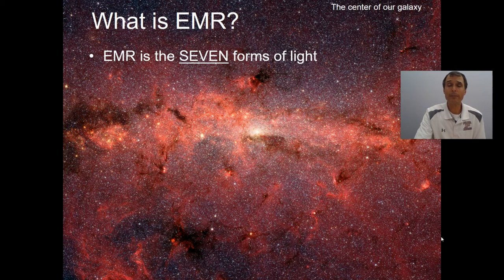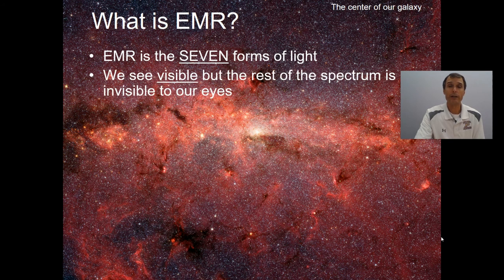So what exactly is EMR? It stands for electromagnetic radiation. It's the 7 forms of light. You probably have heard about them in some of your other classes. So we're talking about things like microwaves and X-rays and gamma rays and UV and visible light. All of those are types of electromagnetic radiation.